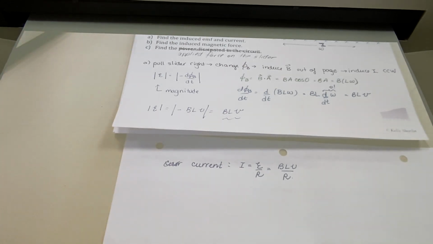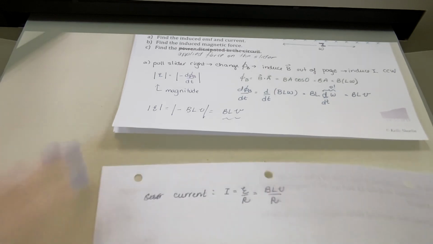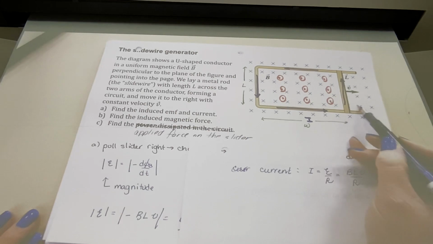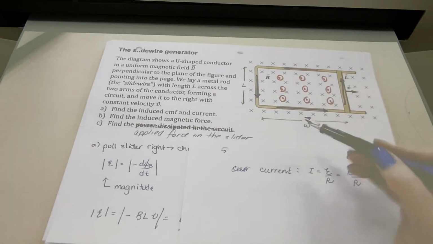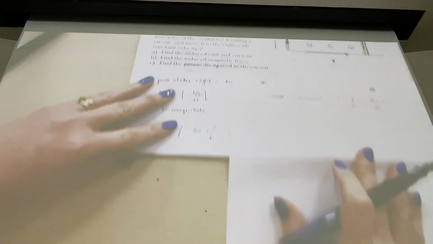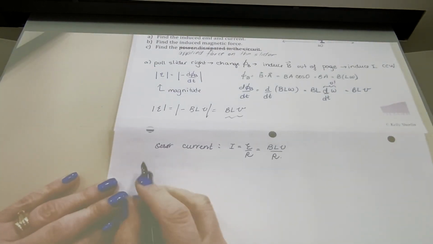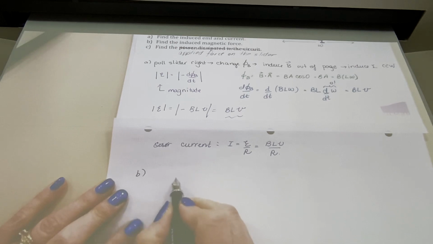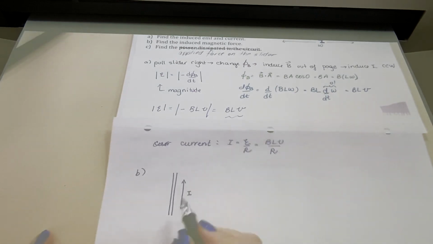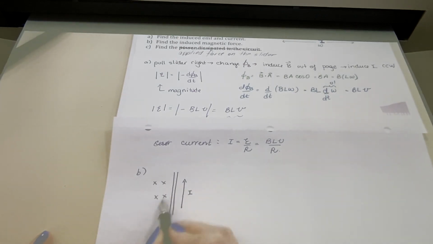Part B, find the induced magnetic force. So let's take stock of what we have now. We've got this wire moving to the right in a magnetic field. We've got a current going around the circuit. So we've got a current carrying wire in a magnetic field. It will experience a magnetic force. So part B, there's our slider. It's carrying current I. And it's in a magnetic field that points into the page.